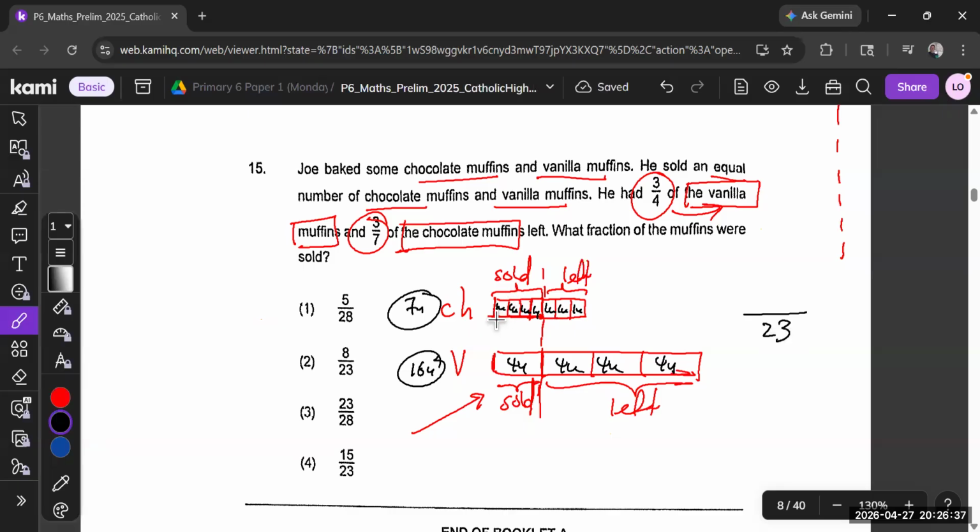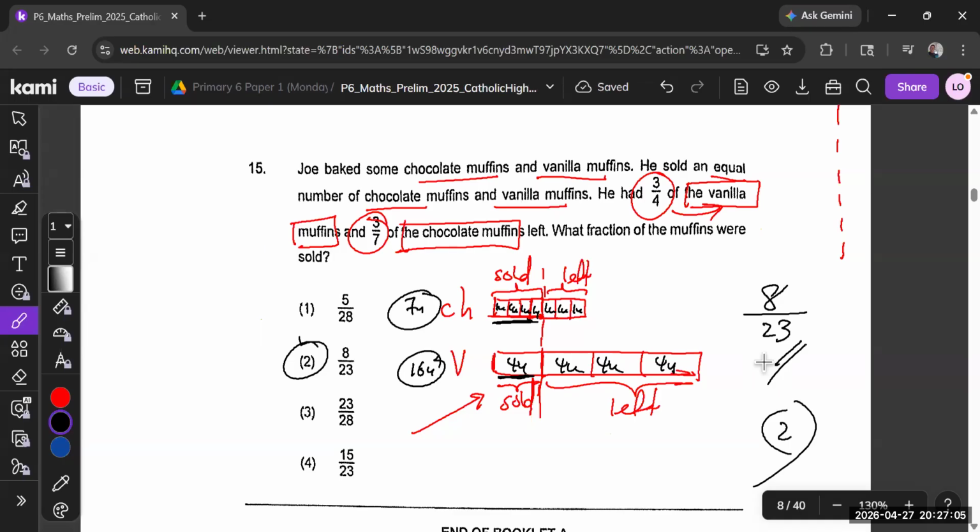Then you compare, you look at all this. 4 unit plus 4 unit, 8. 8/23. Oh, I didn't give the answer yet. The answer is number 2. And not a single step. So if you draw the model, you do it correctly, you do it clearly, you get the answer, no step. Okay?